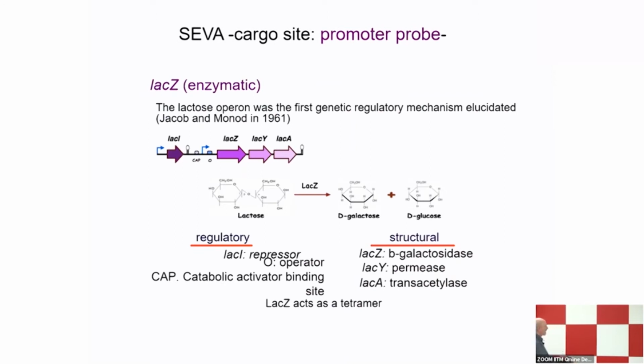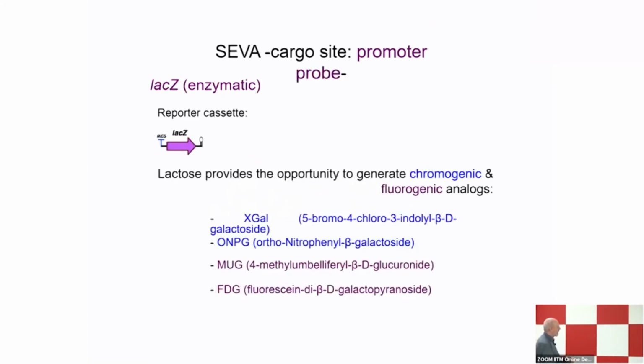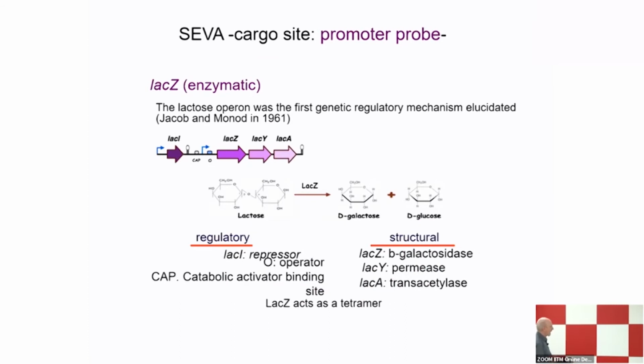So lacZ is a historical reporter. It is not used a lot these days, but the advantage of it is that it is practically the only reporter that is easy to measure quantitatively and in absolute terms. So someone decades ago proposed these units of beta-galactosidase, and to this day, if you have a promoter with 10 units of beta-galactosidase, you know that it's a weak promoter, and if it has 20,000, it's a strong promoter. So you have an idea of what the strength of a promoter is, okay?